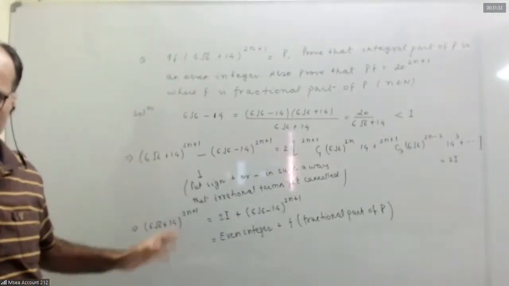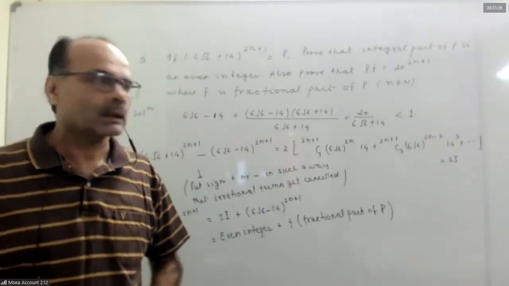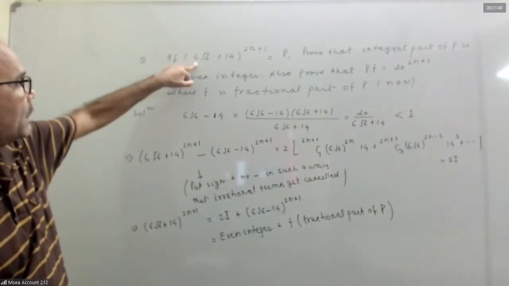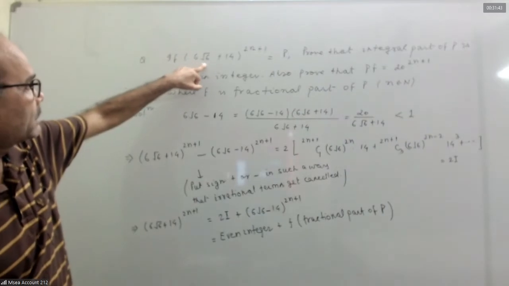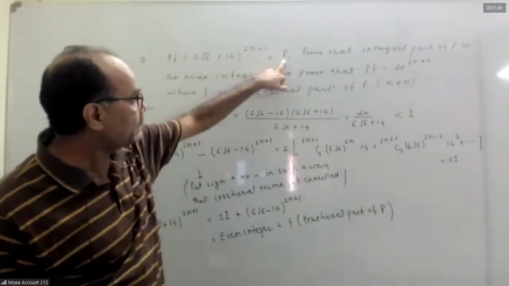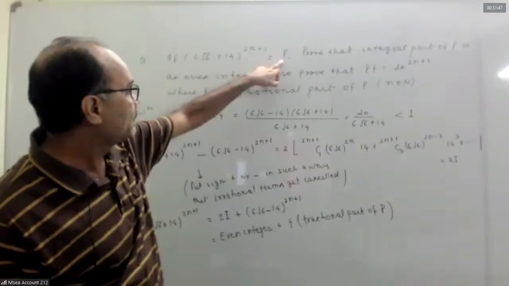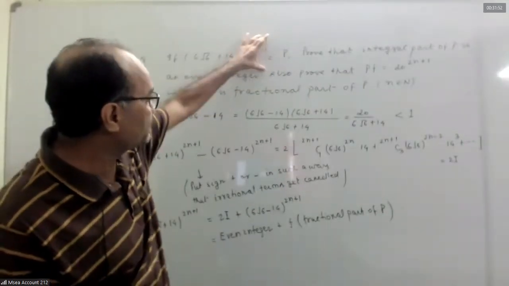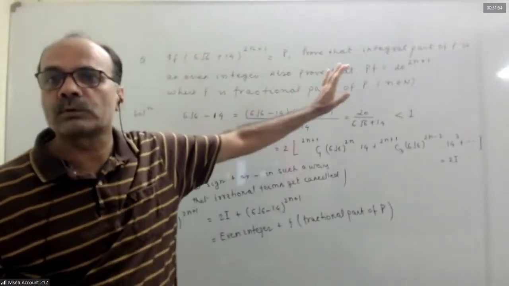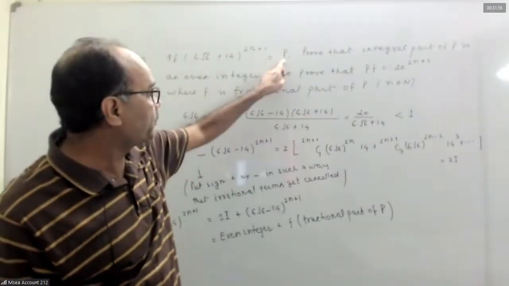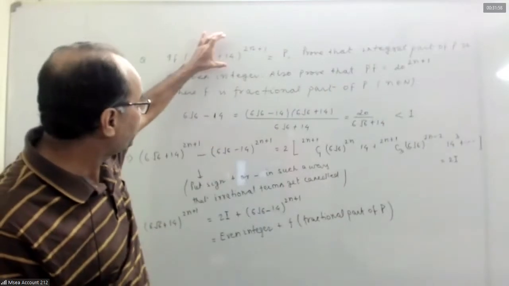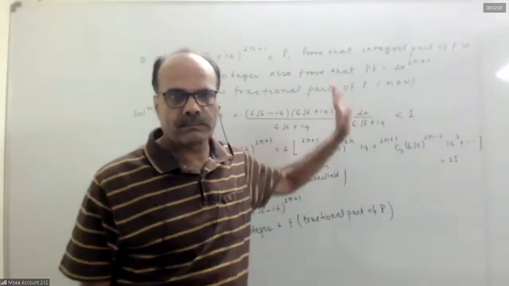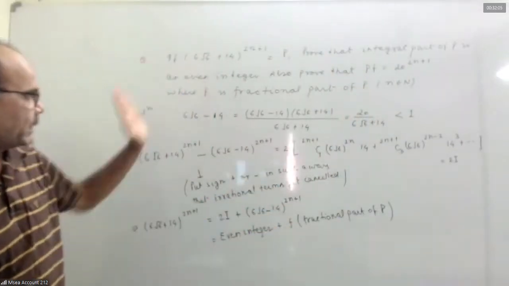Once again, I explain. Listen carefully. Very simple question. Given that this real number is denoted by p, in the first part we have to prove that the integral part of p is an even integer. In the second part we have to prove that the fractional part of p into p is this one. After here it is simple.